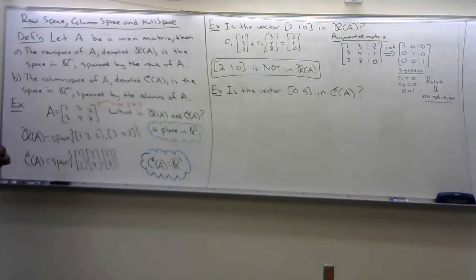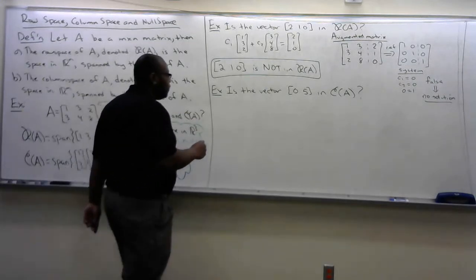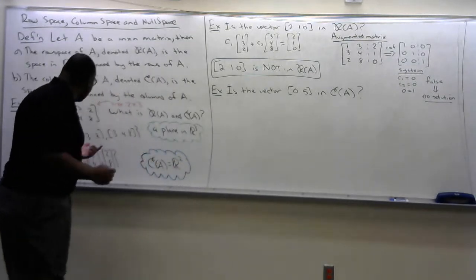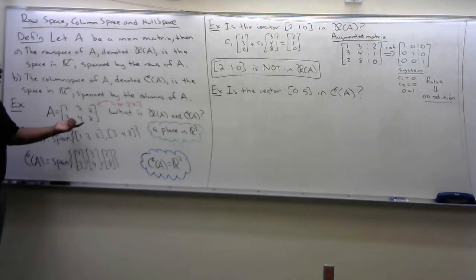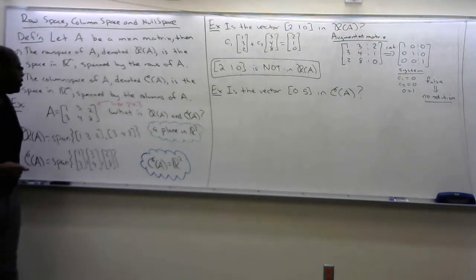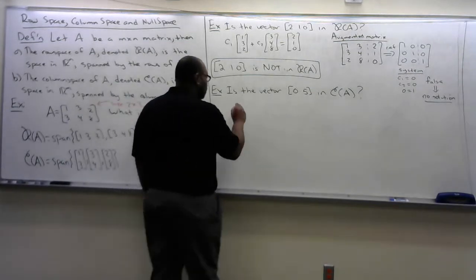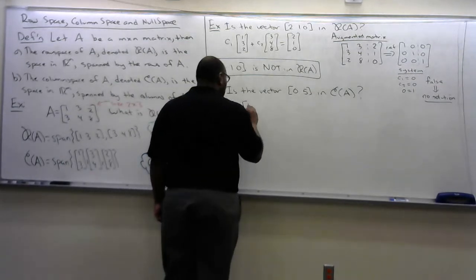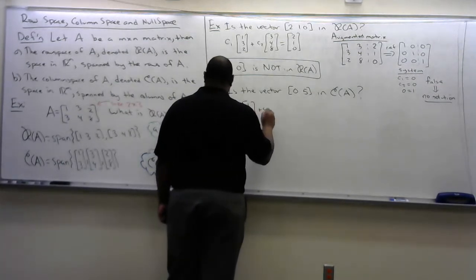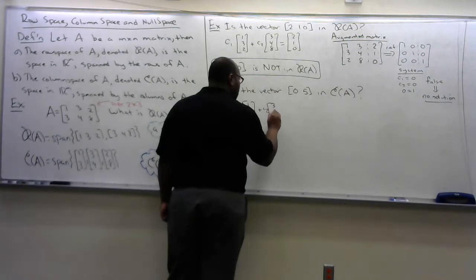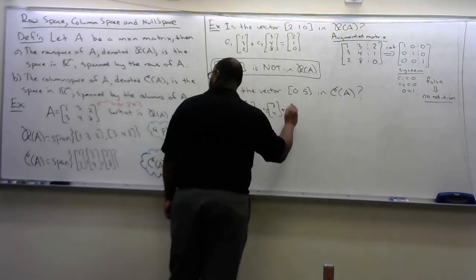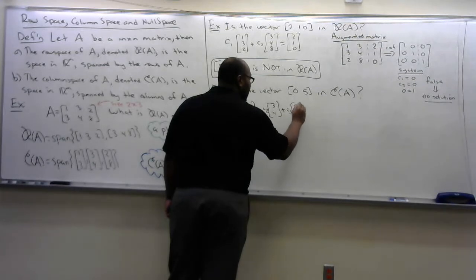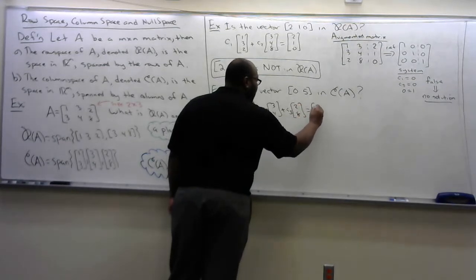And what we can do is the same thing we did before. I want to know, is there a linear combination of these 3 rows that will get me the value 0, 5? C1 (1, 3) plus C2 (3, 4) plus C3 (2, 8). Does that equal 0, 5?